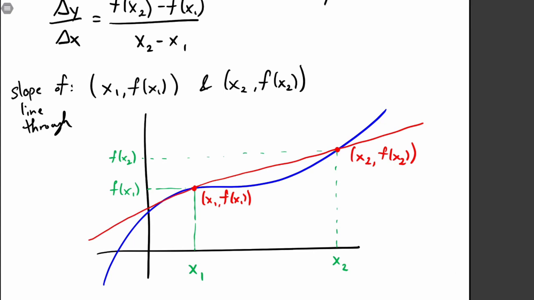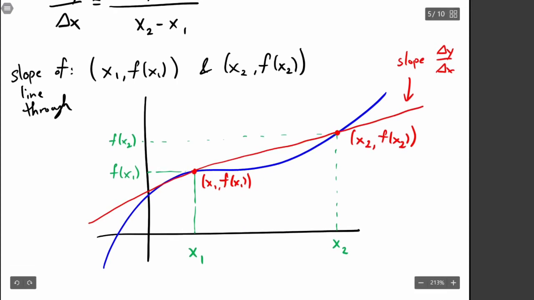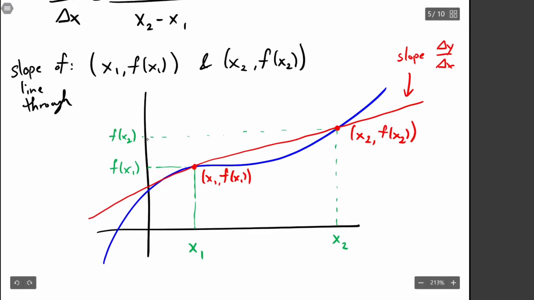Right? This has slope given by delta y over delta x. What is this delta y and delta x? What are these quantities? Well, this distance right here, this distance is delta y. This distance is delta x.